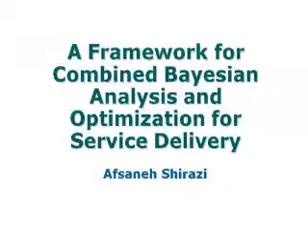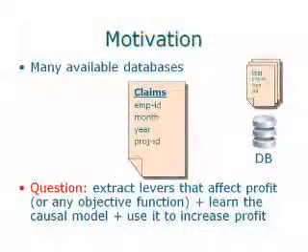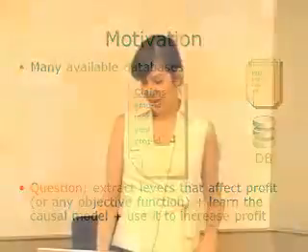The work that I'm presenting today is on combining Bayesian analysis and optimization for service delivery. The motivation is we would like to, for example, redistribute the resources that we have in service delivery to get better profit or better objective functions. An objective function can be profit, or customer satisfaction, or a combined measure of those. And this is work that I did at IBM as a summer intern.